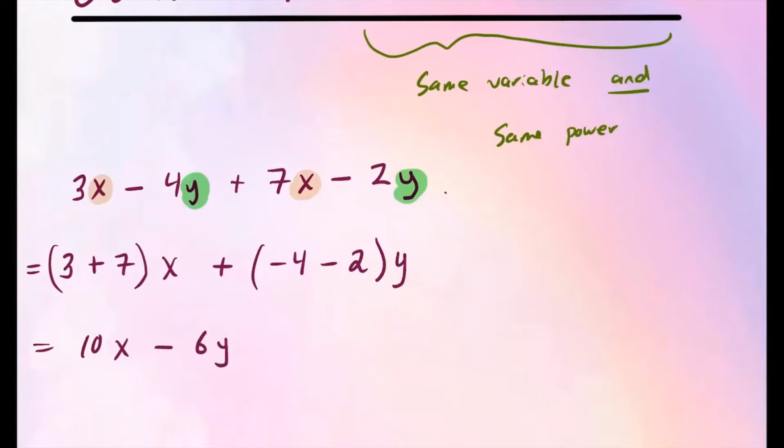Now here, these are not like terms. Y and x, they're two different variables, so we don't call them like terms. So we actually leave it right here because this will be the final simplified answer. Let's take a look at this problem. So again, we want to combine and simplify as much as we can.